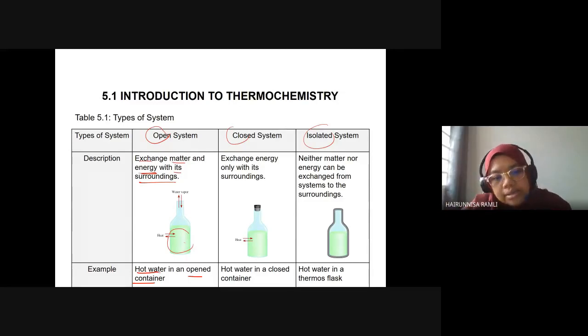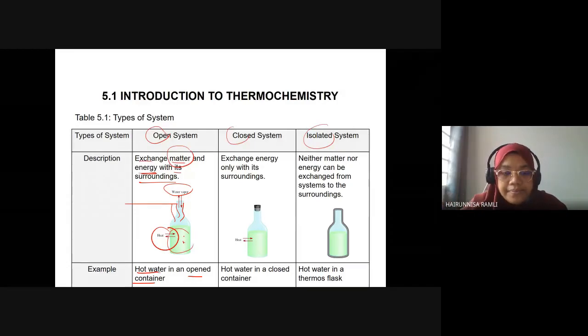Okay, so akan ada air panas, lama-lama dia akan jadi sejuk. So that's why dia ada heat change. Okay, dalam masa sama, matter also will change. For example here, hot water, dia akan vaporize. Okay, you belajar tajuk liquid before this, akan vaporize jadi water vapor, jadi gas. From liquid akan turn to gas. Okay, so kat sini ada perubahan in terms of matter and energy.